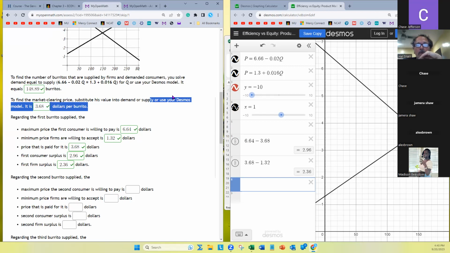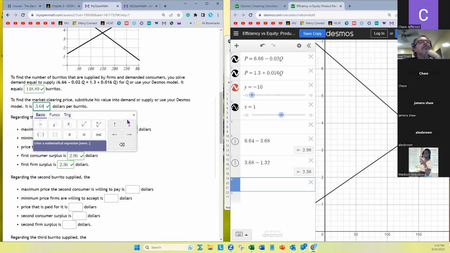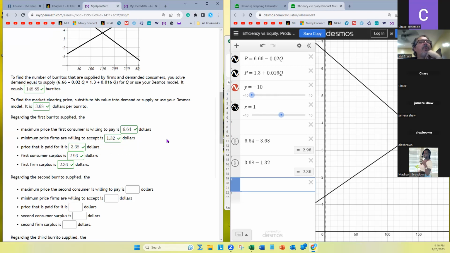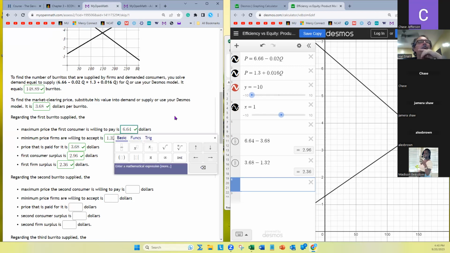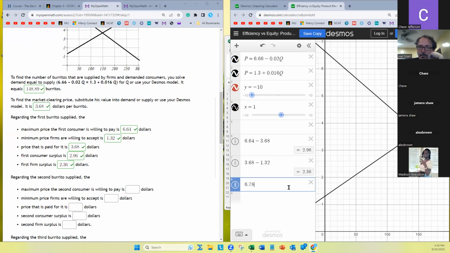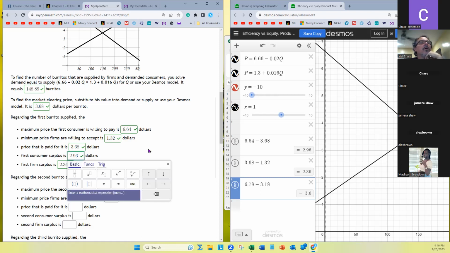I know. Who's that? From mine, this is Madison? Madison from mine. Yes. Okay, so what is your market price right here? It's 3.18. And then what is the price the first consumer's willing to pay? It is 6.78. So yours is 6.78 minus 3.18. Yes, sir. So should be 3.60 right there, right? Okay, I'm about to put it in.